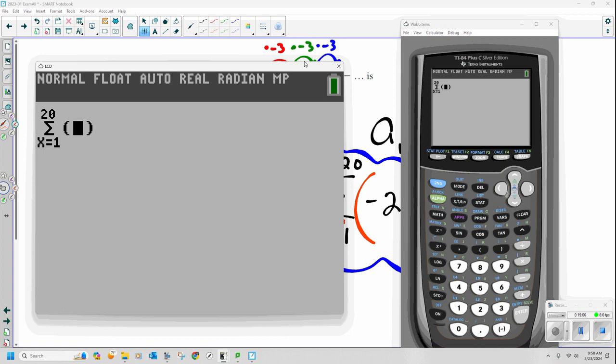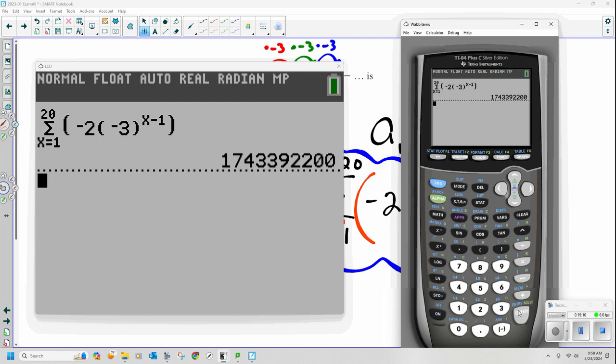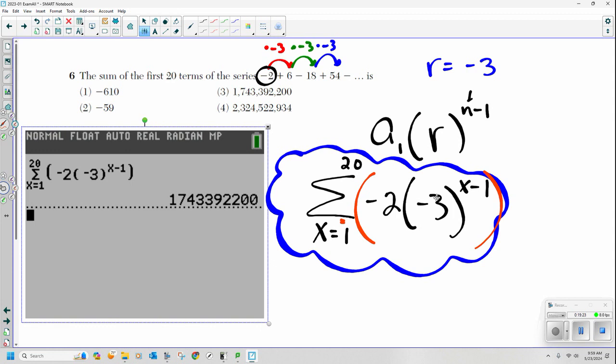We got negative 2 in parentheses, negative 3 in parentheses, raise it to the x minus 1. Let's hit enter. Gosh, that's a big number. But guess what? I don't care. The calculator did it for me. And it looks like that is choice 3. Nice. We only have 2 more problems.